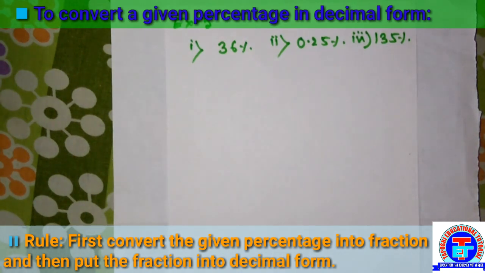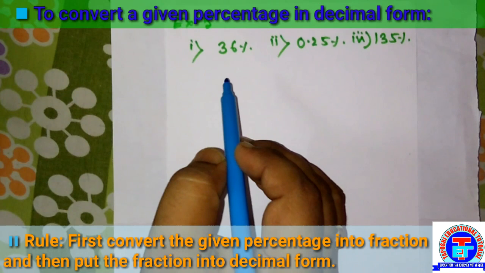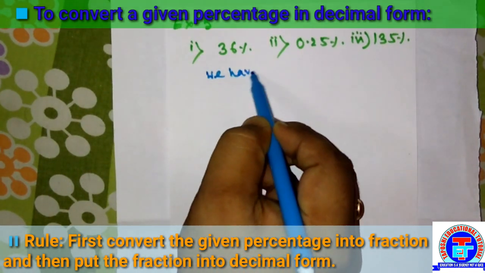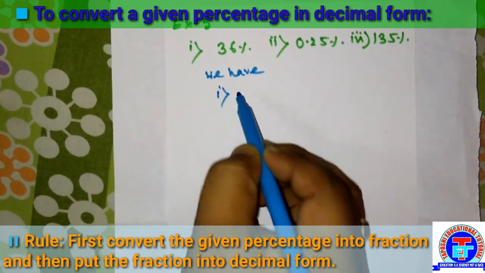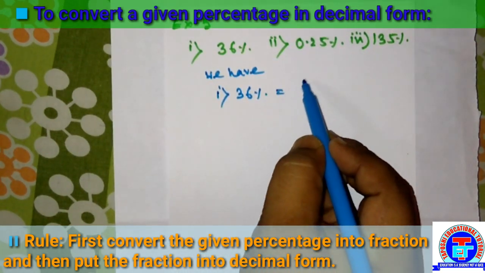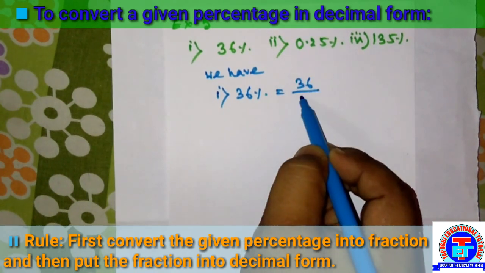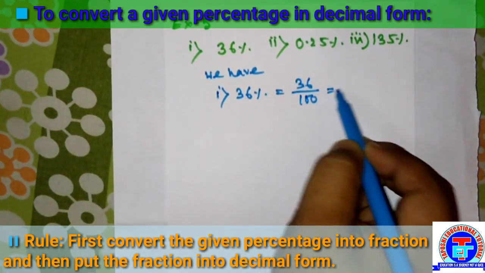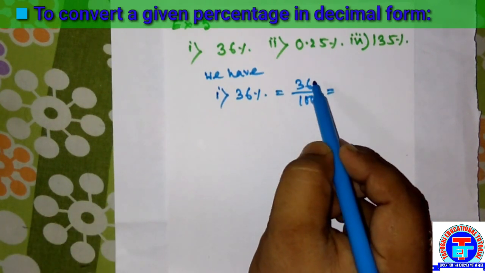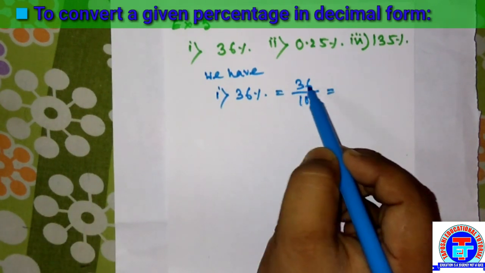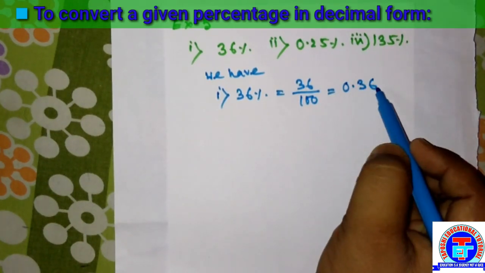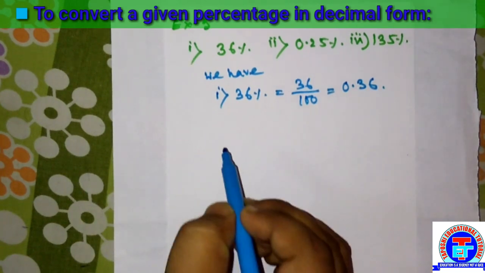Number 1, 36 percentage we have. We can write this one 36/100. How many zeros are there? 1 and 2. So the decimal point moves backward by 2 places. So we write there 0.36. This is the answer, right?